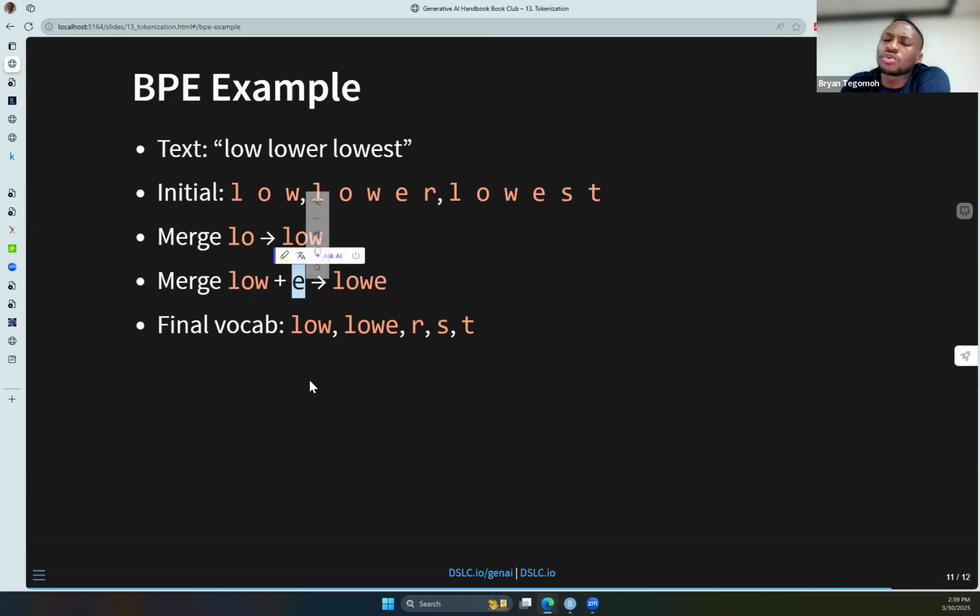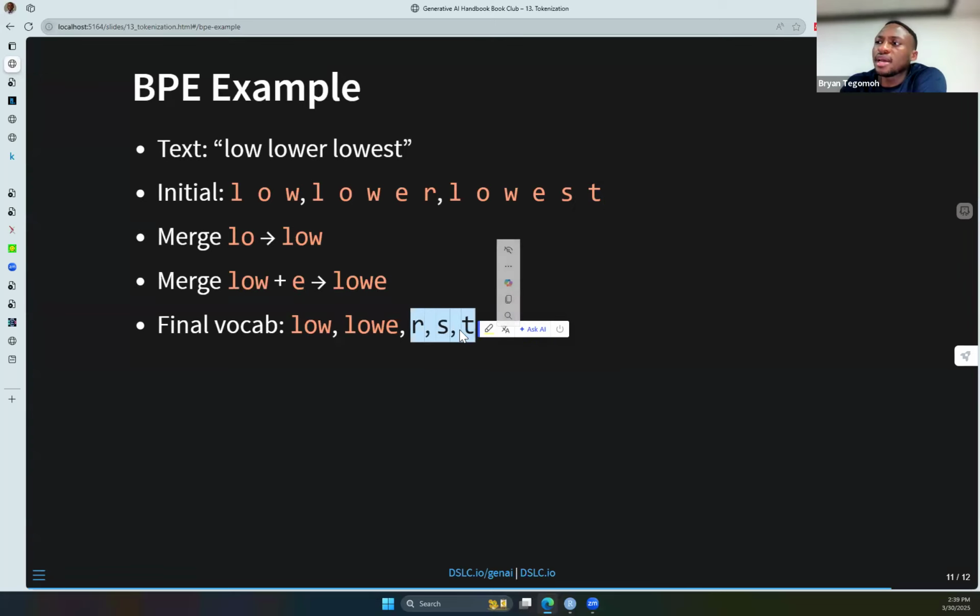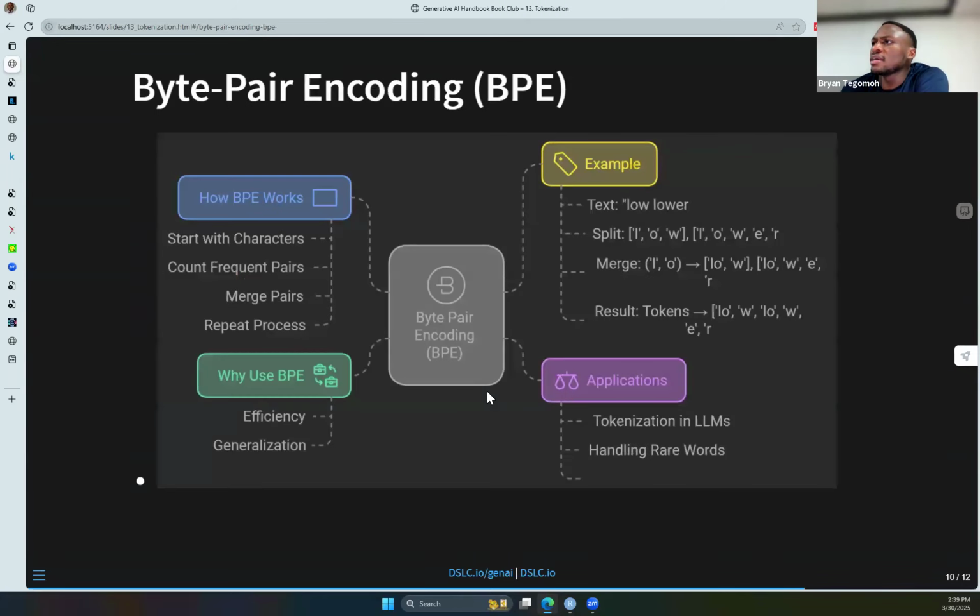So the final vocabulary would look something like this, where we have low, because low is the most frequent word in this initial breakdown. And then we have lower, which is the second most common, because we have lowe in lower, and that also appears within lowest. Then we can just append these other characters there, like R, S, T. So that's the foundational idea behind BPE, byte pair encoding.